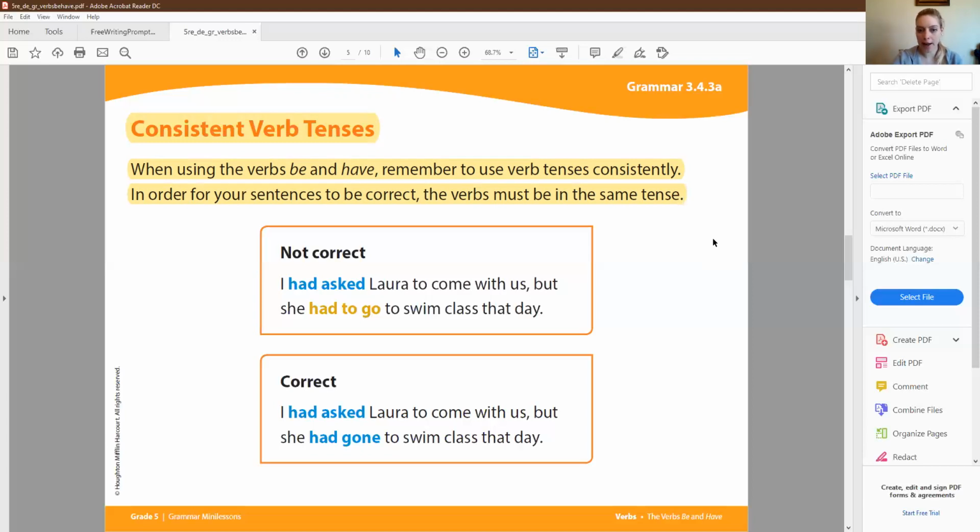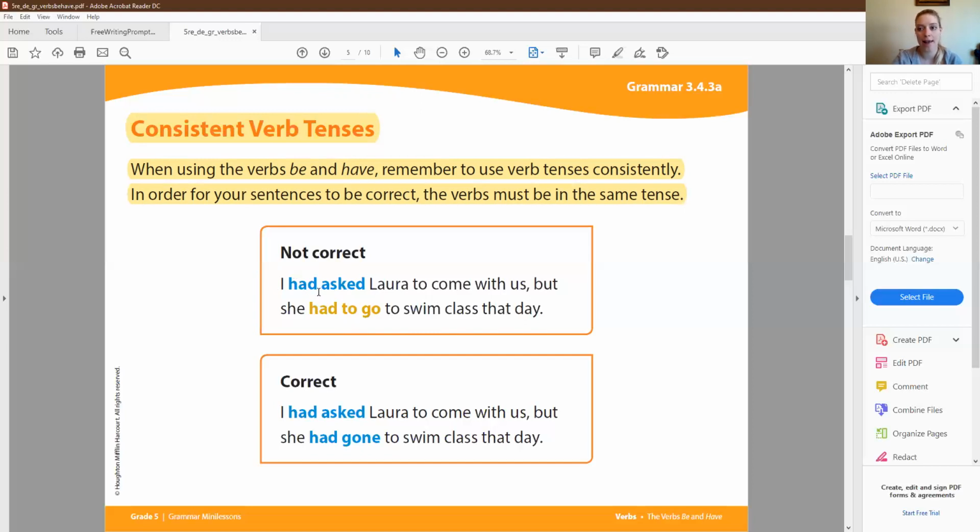If we look at this first example, it's giving you an example of a verb tense phrase that is incorrect and one that is correct. We're going to talk about why this one is incorrect and why this one is correct. So if we look at this example, I had asked Laura to come with us, but she had to go to swim class that day. So we have two verbs in this sentence. We have two verb tenses.